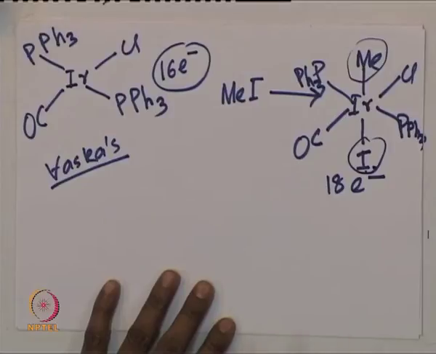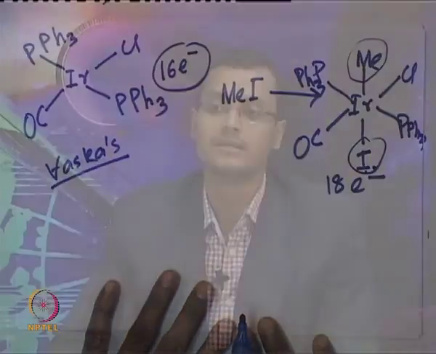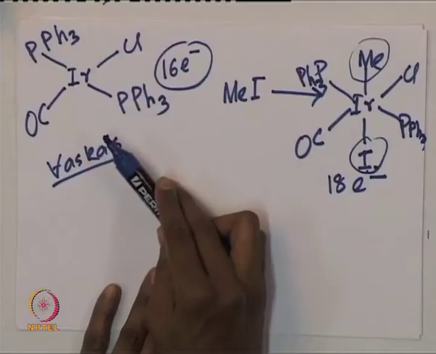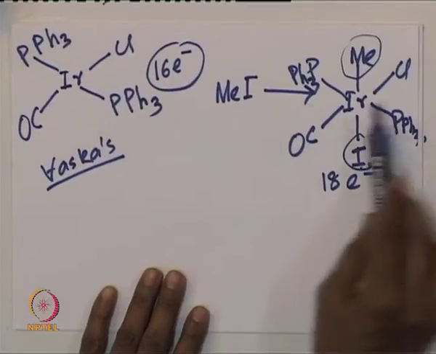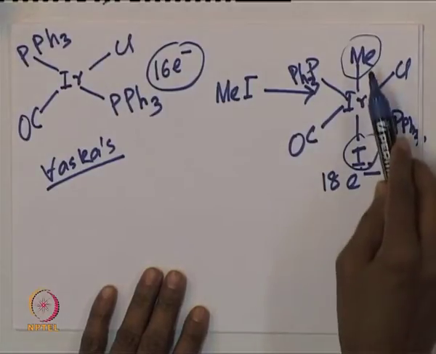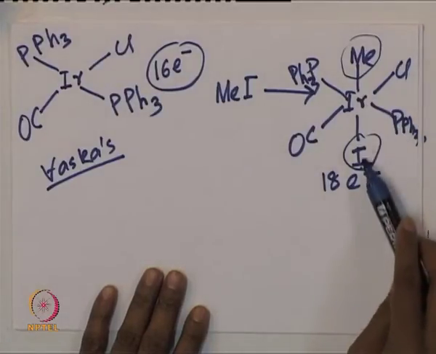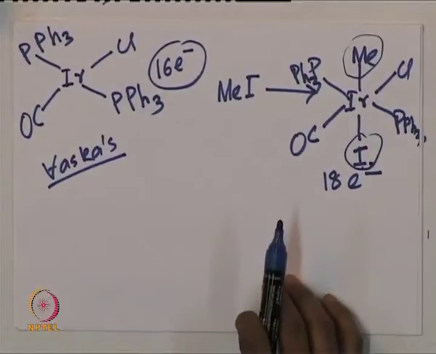But usually for a concerted mechanism, as we have previously seen, we can have cis addition. For an SN2 reaction, as you know, backside attack is favorable, so we will usually get a trans addition complex. In this case, the Vaskas complex, a 16 electron complex, undergoes oxidative addition with methyl iodide to give the 18 electron complex, where methyl and iodide are trans to each other.